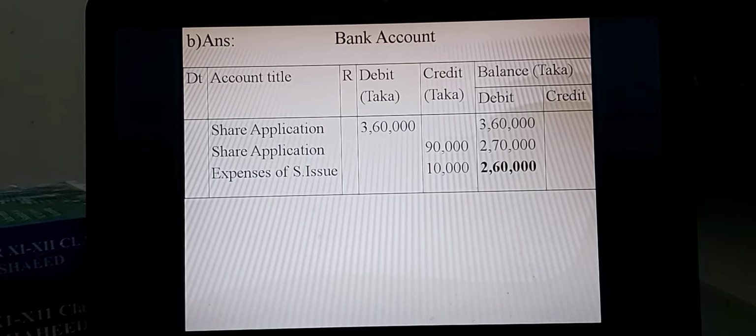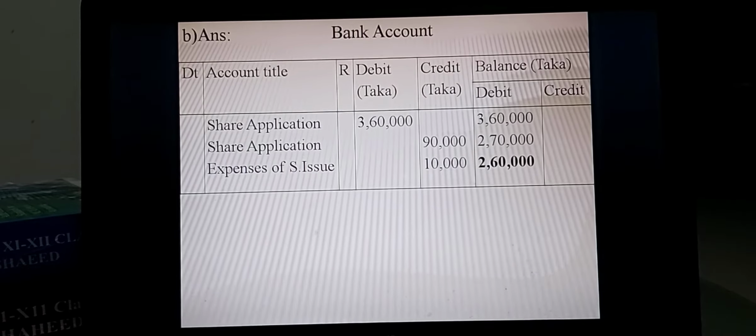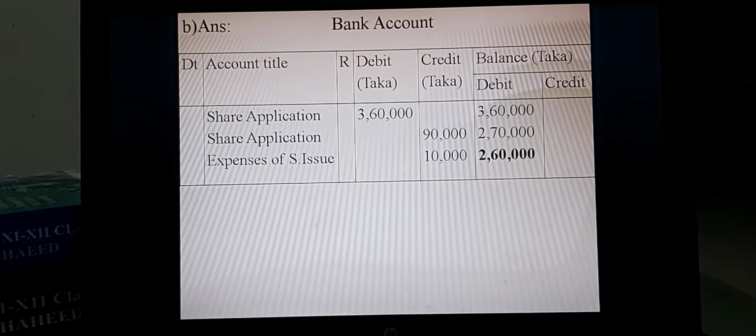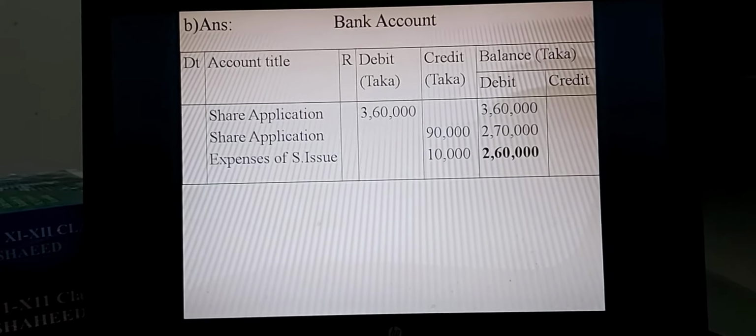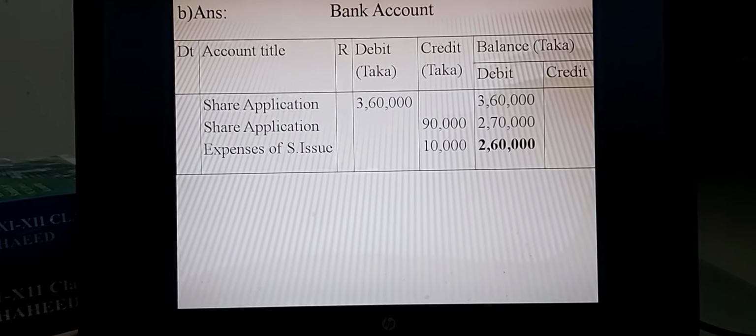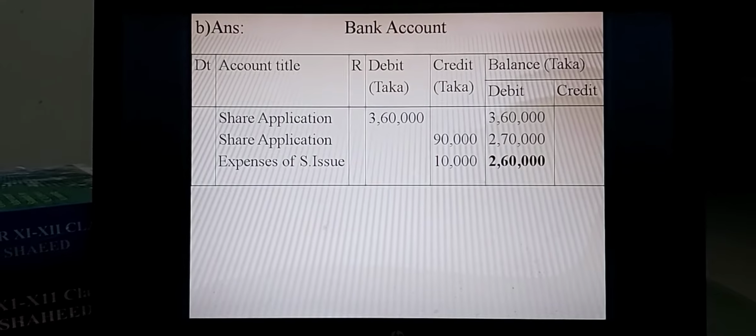And now this amount is to be deducted from the total amount of debit balance 2,70,000. At this moment the net amount of debit balance of bank account is taka 2,60,000.